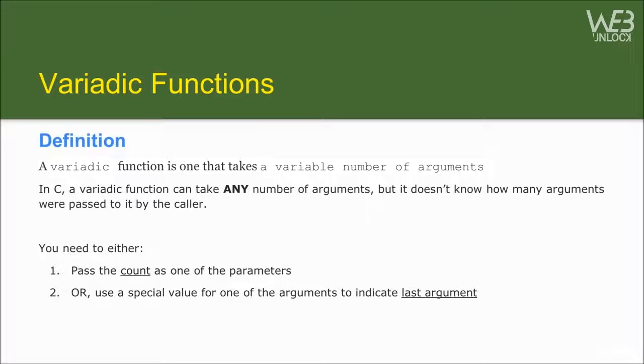The other approach is that you use a special value or a magic value for one of your arguments, and usually this is the last argument. So you could potentially say if it's 0, if it's null, if it's -1, that usually indicates the end of the argument list.